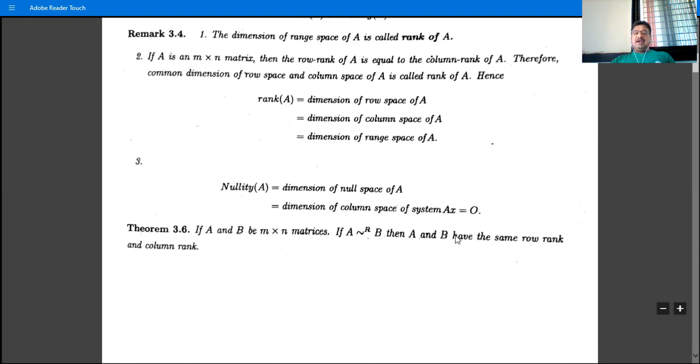So if A and B are row equivalent, then A and B have the same row rank or the same column rank. So A and B are of the same rank if A and B are equivalent.